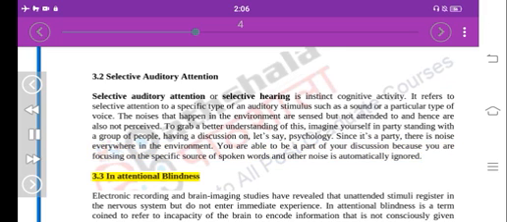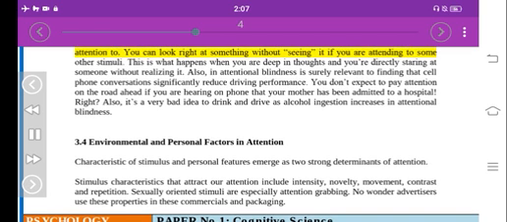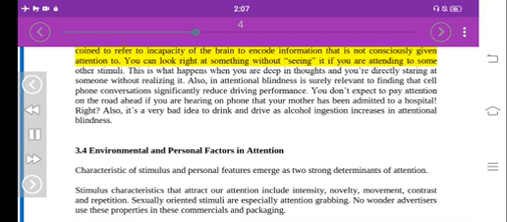3.3 Inattentional blindness. Electronic recording and brain imaging studies have revealed that unattended stimuli register in the nervous system but do not enter immediate experience. Inattentional blindness is a term coined to refer to the incapacity of the brain to encode information that is not consciously given attention to. You can look right at something without seeing it if you are attending to some other stimuli. This is what happens when you are deep in thoughts and you're directly staring at someone without realizing it.